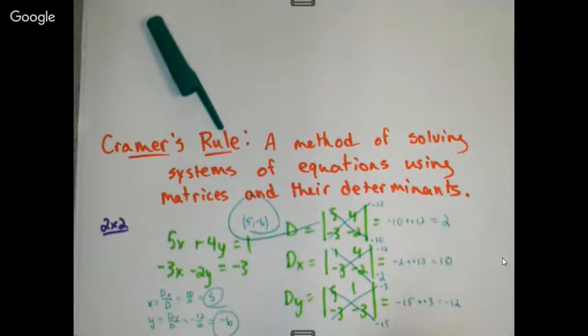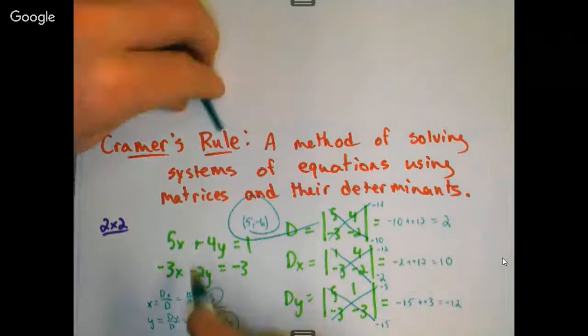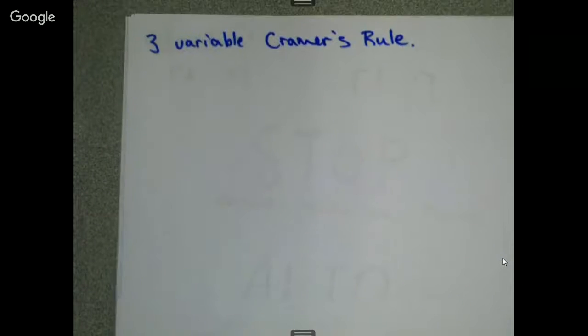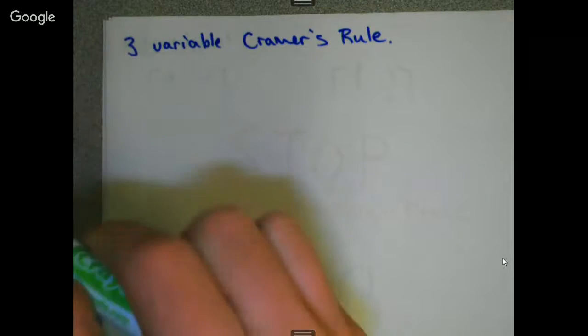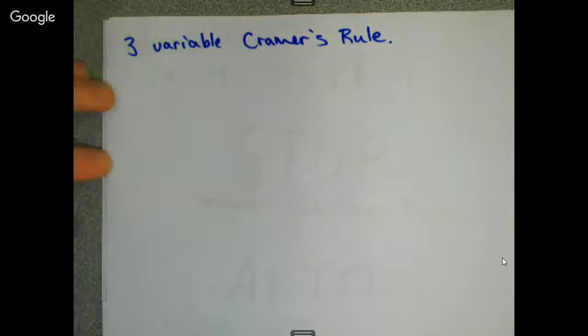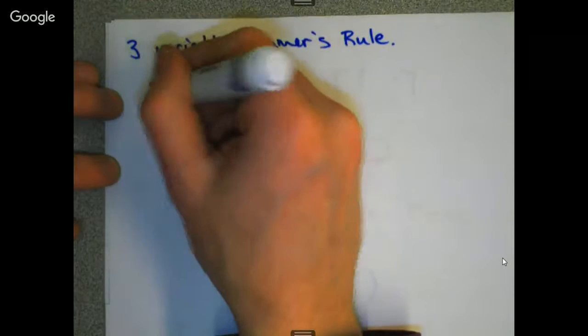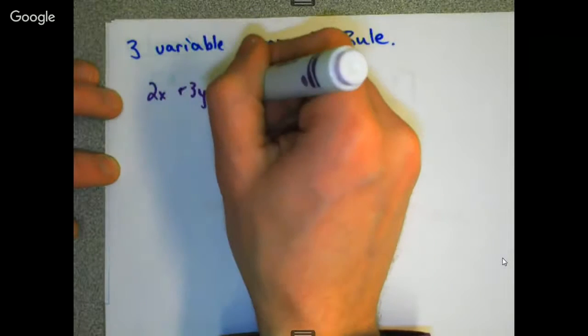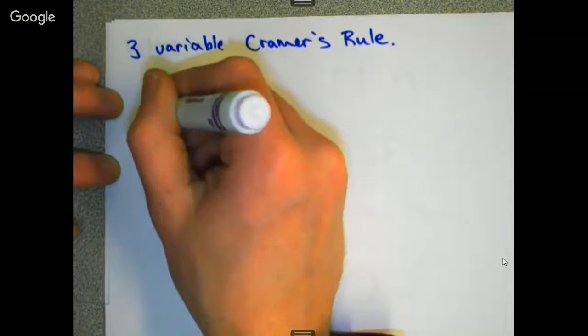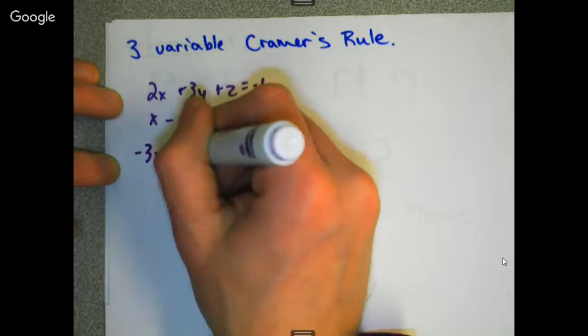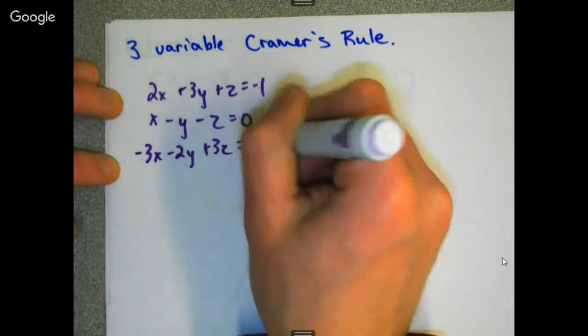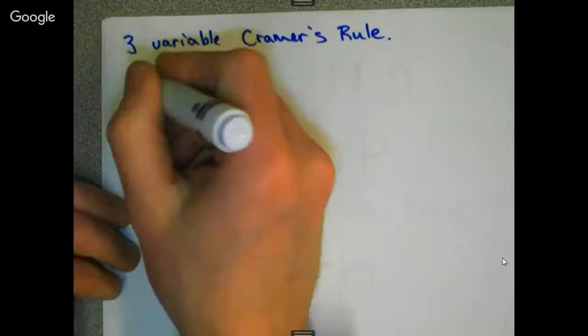Now we can expand this over many variables on the system. Okay, to do a 3 variable one, it's very similar. So you have your equations. Let's say we just have, and then x minus y minus z equals 0. Negative 3x minus 2y plus 3z equals 10. Okay, so here's our system.